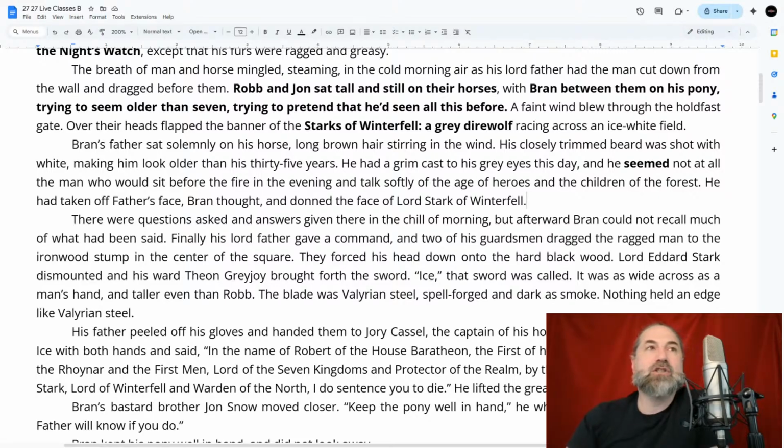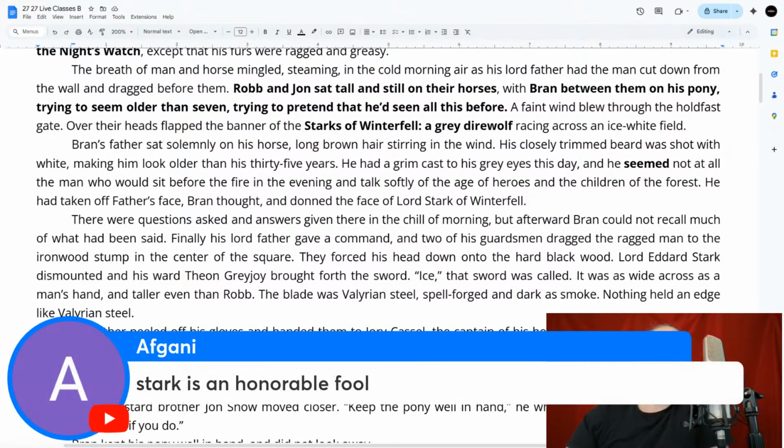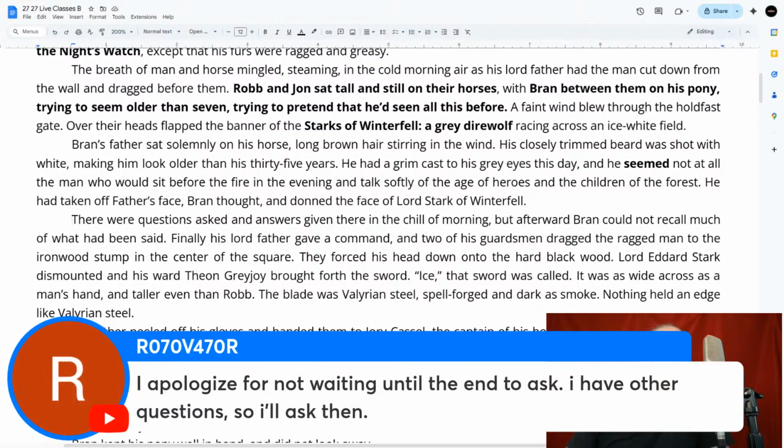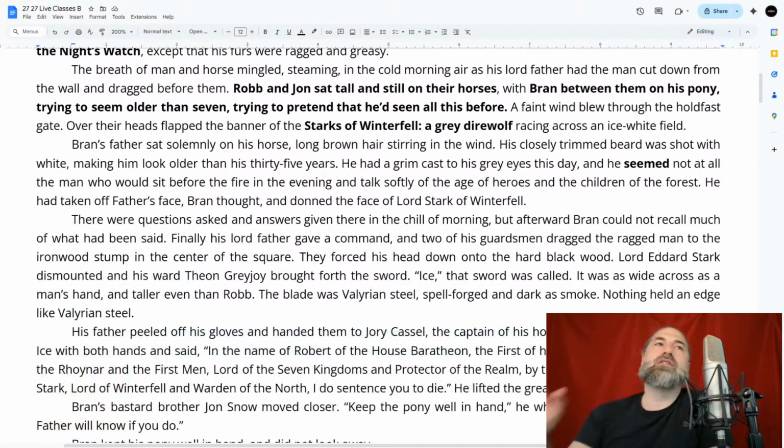But back to Stark is an honorable fool. He sure is. He should have never said anything. He should have just been like, hey, I apologize for not waiting until the end to ask. I have other questions, so I'll ask them. No, it's all right, bro. Because that question actually helps reframe what's going on for other people that might be listening, and showing that there are definitely 2 different elements to the way we approach stuff. All right.